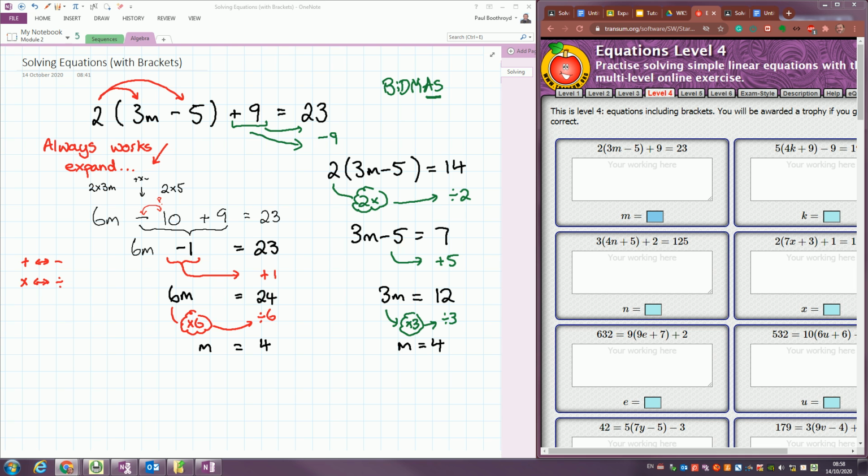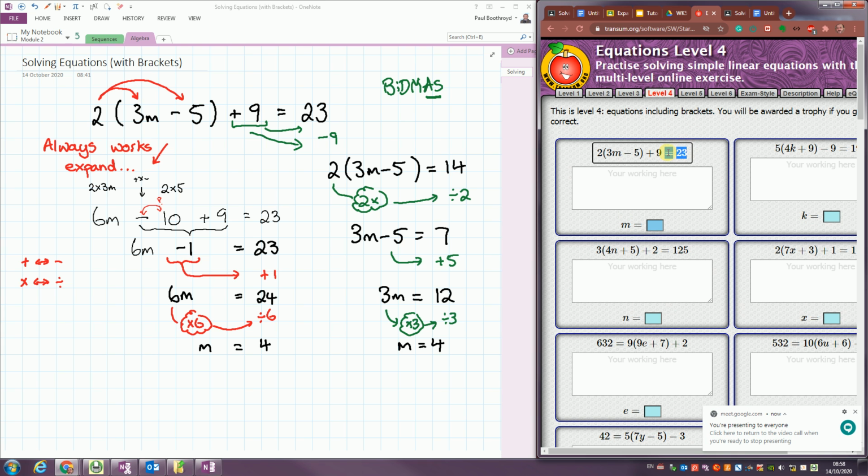Janet, how did I get the 23? That was given in the question. Here. There's my 23. It was a part of the question I was given.